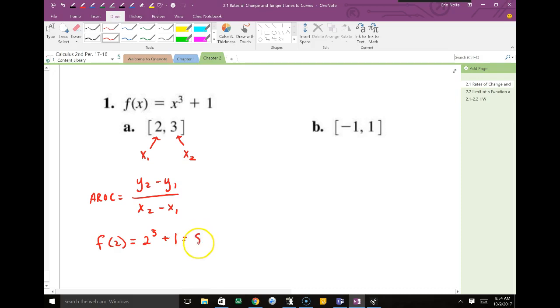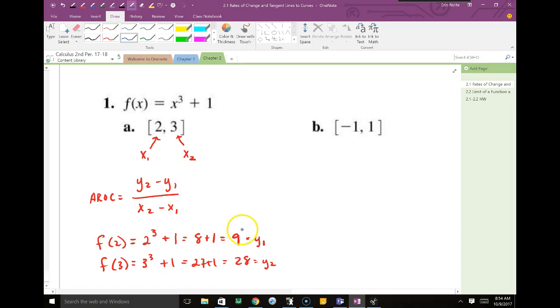So would everybody agree that 8 plus 1 makes 9? Okay, so that, by the way, is my y2. Oh no, sorry, I did that wrong, didn't I? My bad. That's my y1, because I did that first. Okay, and then I'm going to plug 3 into my function. So it's 3 cubed plus 1. So 27 plus 1 makes 28, and 28 is going to be my y2 value.